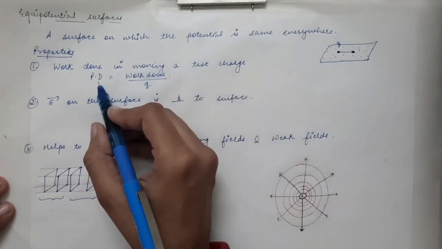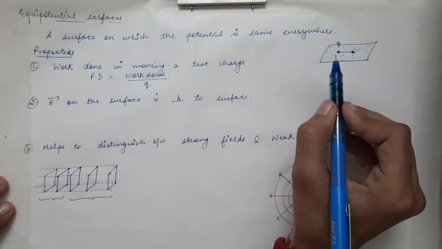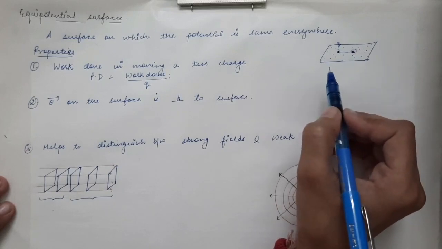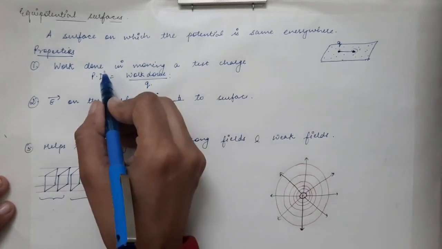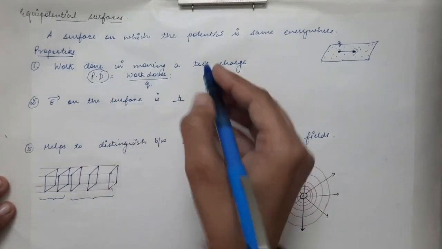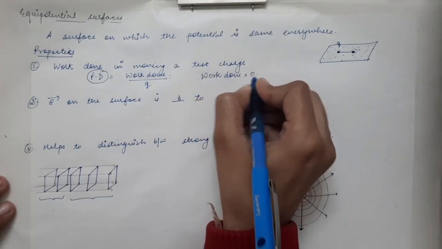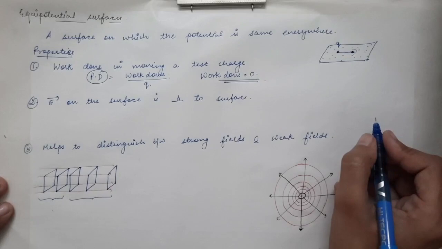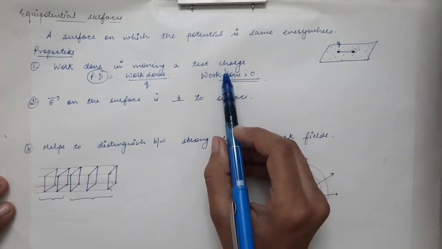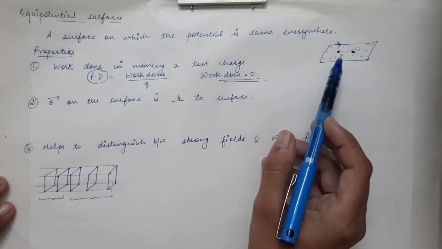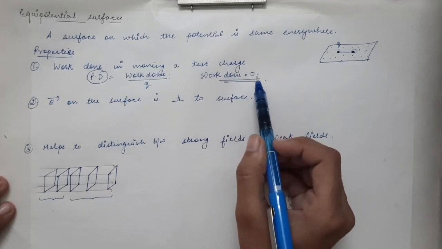In the case of an equipotential surface, the potential at this point will be the same as the potential at this point. So potential difference will be exactly equal to 0, and if potential difference is equal to 0, the work done in moving the charge will also be equal to 0. So this is the first property of equipotential surfaces: if you are moving a test charge or any charge from one point on the surface to another point on the surface, the work done will always be equal to 0.